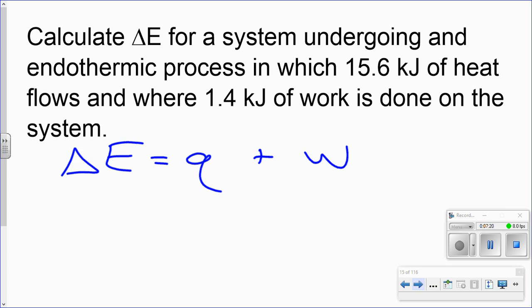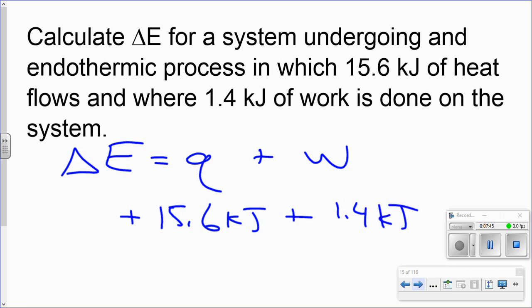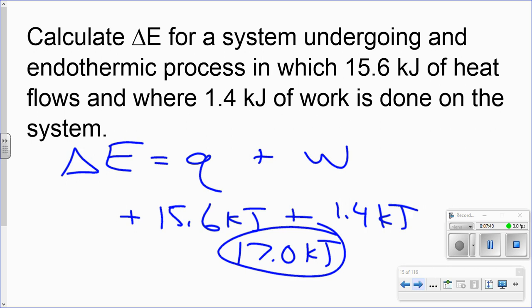So it says the system is going through an endothermic process in which 15 kilojoules of heat flows. So that's 15 kilojoules of endothermic heat, plus it says 1.4 kilojoules of work is done on the system. So that means work is going into the system. That's plus 1.4 kilojoules. And we end up with a value of 17.0 kilojoules of energy. That is the internal energy of the system. So energy went in and work went on it. Okay, both going in, both endothermic.